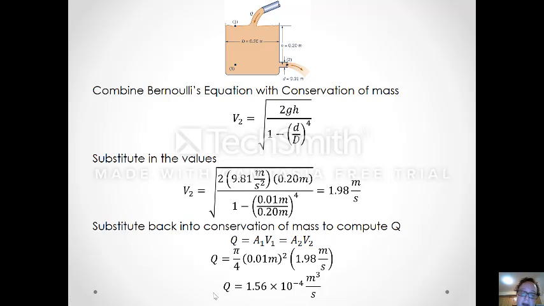Remember for Q, although I'm asking you for the Q here, you have to remember that if mass is conserved, and if you have an incompressible fluid, then the Q here is going to be equal to the Q there.